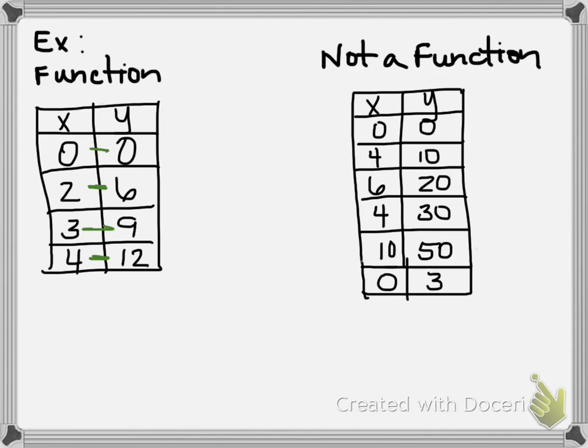But if we come over here and look at the table on the right, this is not a function because I'm looking at my x inputs. I have a 0, 4, 6, 4, 10, and 0. Do I have more than one x that matches? Well, I have this one that matches and I have this one that matches. Let's start with our zeros. I said when x is 0, y should be 0. But down here it says when x is 0, y is 3. We can only have the same output for each input.